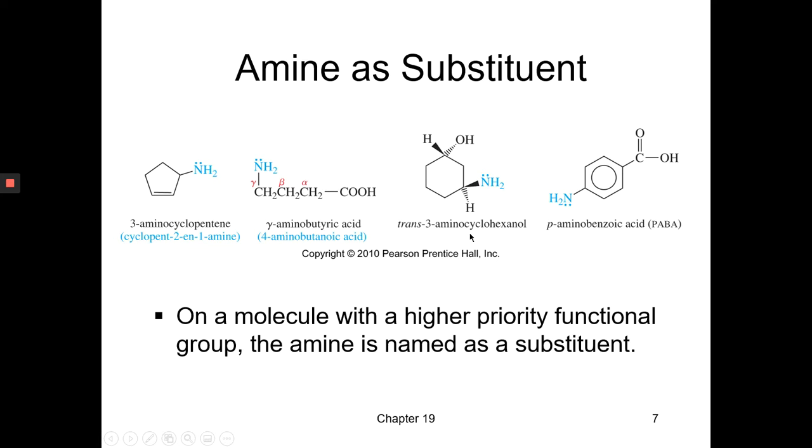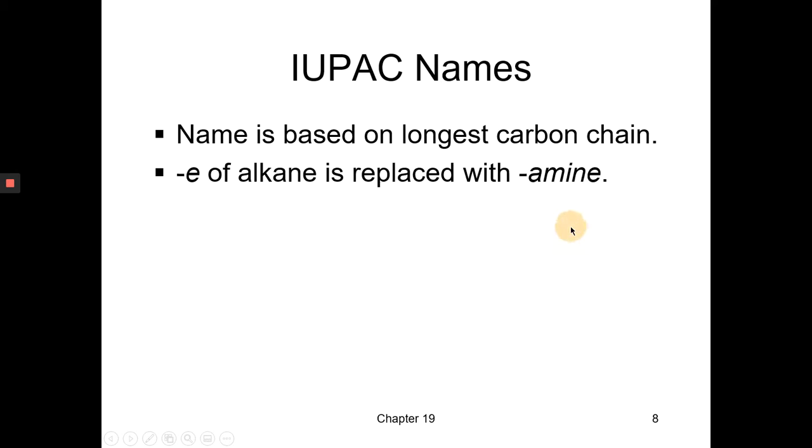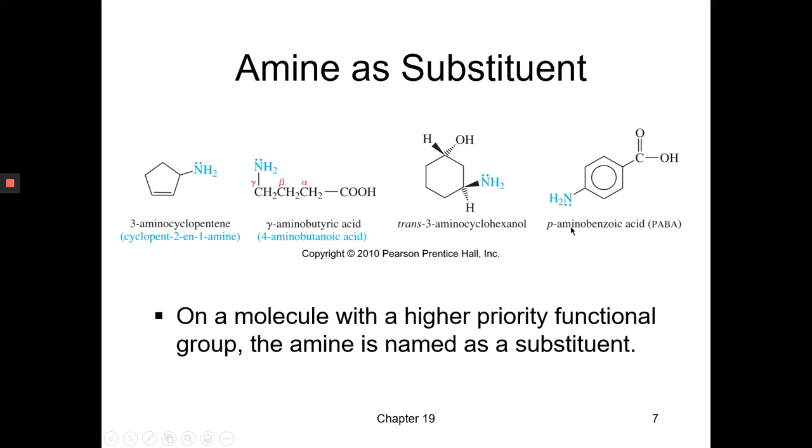Okay, here we have trans 3-aminocyclohexanol. Okay, the alcohol takes priority, so it's automatically on number 1. Okay, make sure you don't call this a phenol because it's a cyclohexane. Okay, this is p-aminobenzoic acid, also called PABA. This used to be used as a sunscreen.